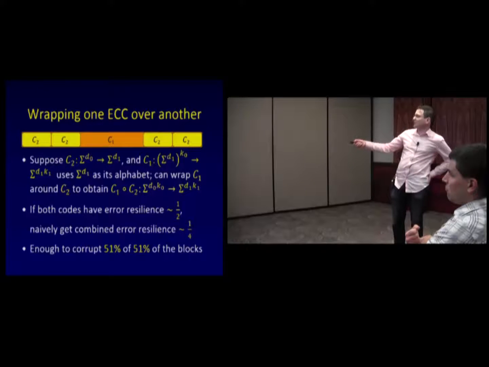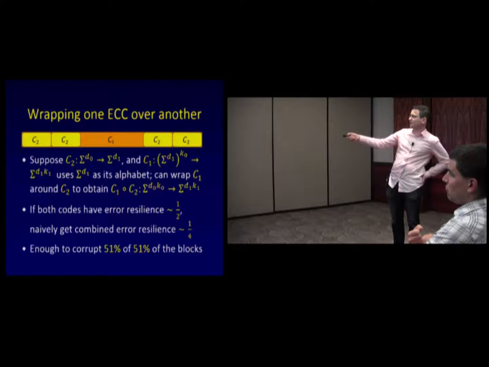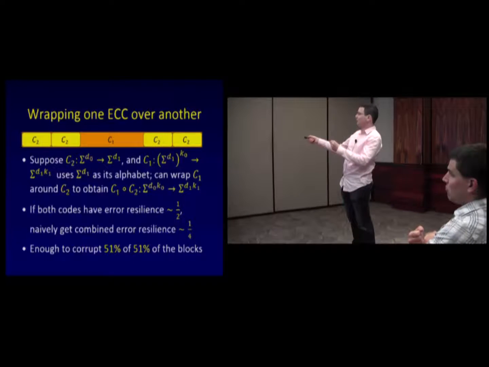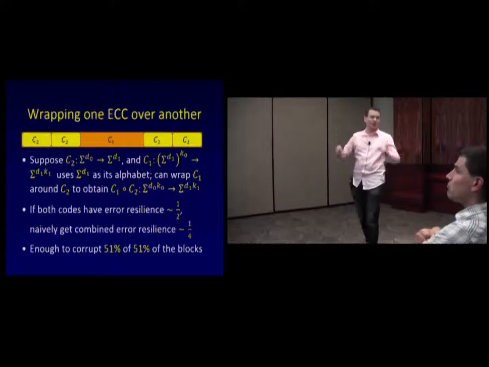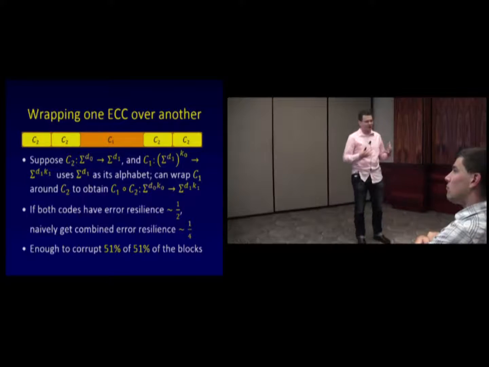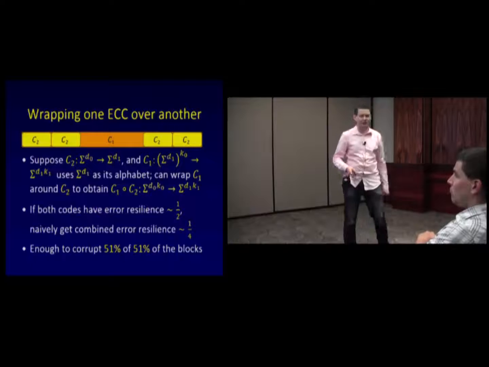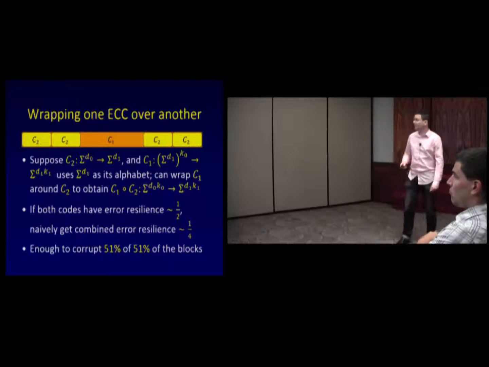So suppose we concatenated two codes. Basically, I have two codes, one that is C2, this inner code, that encodes sigma to D0, sigma to D1. And I have an outer code that takes all these blocks and encodes them into one long word. So this is the cartoon of what's going on when you wrap, say, rewind-if-error around the tree-code-based code.